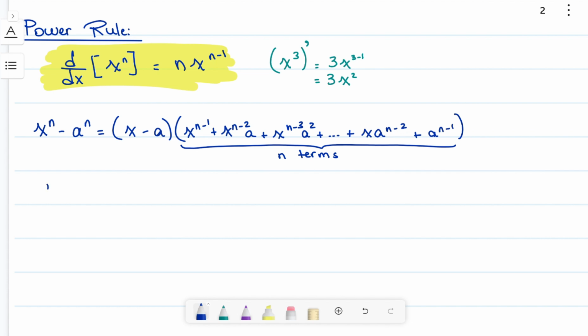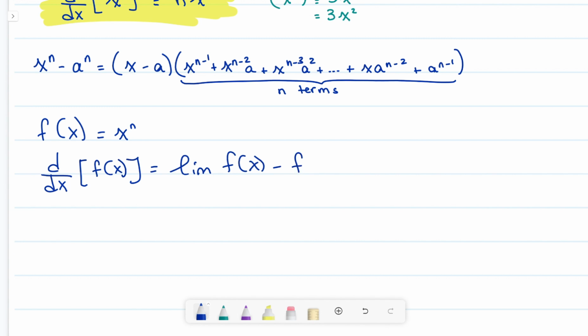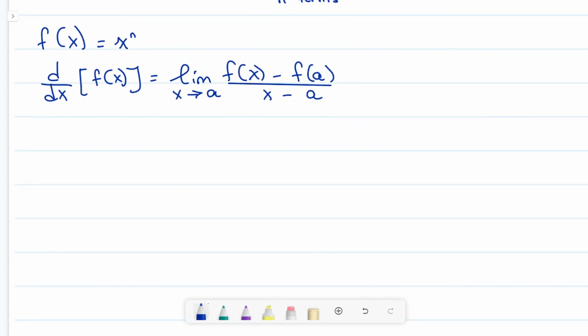So we will use this statement and we will begin with our proof. As usual, we start by defining the function. Now we are proving the power rule, so x to the power of n. So we define the function f of x equals x to the power of n. For this proof, we will use the other definition of a derivative, which I will remind you of right now. It's the limit of f of x minus f of a divided by x minus a as x approaches a.